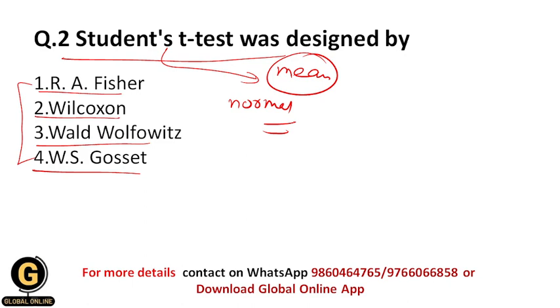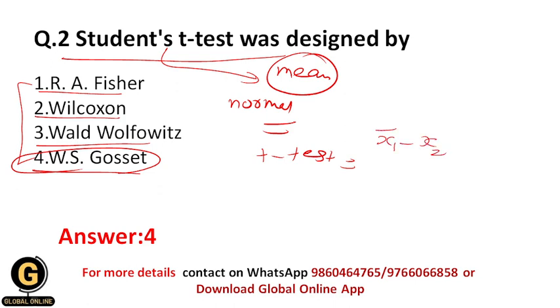Okay, and this is the technique, and this is basically designed by William Sealy Gosset. Okay, and that's why your correct answer should be for W.S. Gosset. And the formula for Student's t-test is equal to x1 bar minus x2 bar upon under root s square in bracket 1 upon n1 plus 1 upon n2.